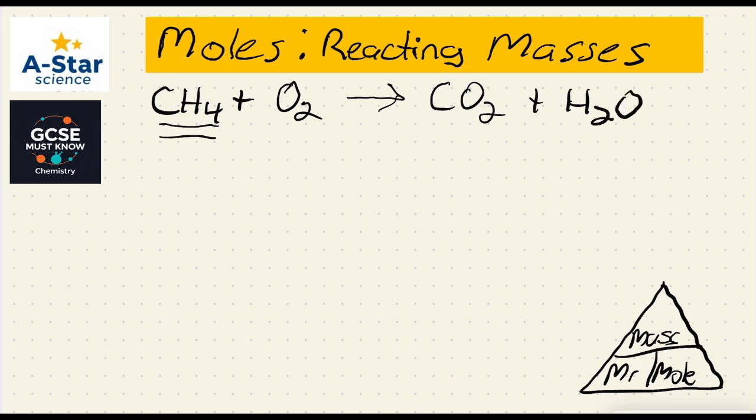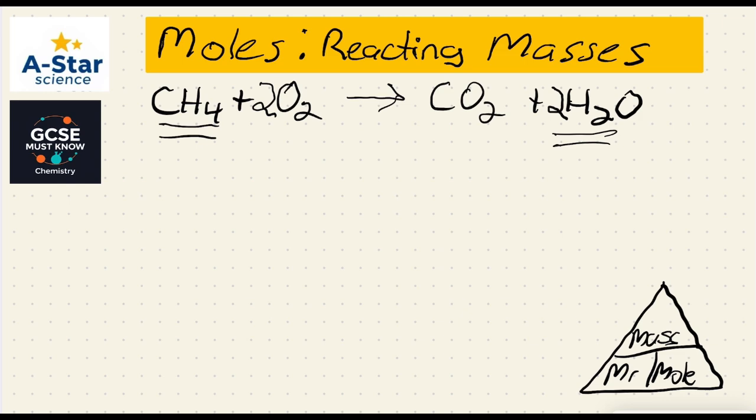And to balance it, I have 4 hydrogens on the left, so I'm going to need to put a 2 in front of the water to balance it. Now I have 4 hydrogens here and 4 hydrogens on the left. I have 2 oxygens on the left and I have 4 on the right, so I need to put 2 here to balance it. Let's take a quick check. 1 carbon on the left, 1 carbon on the right. 4 hydrogens, and 4 oxygens. So it's all balanced now.